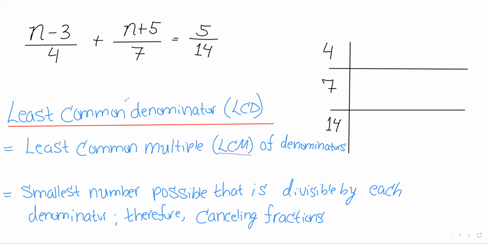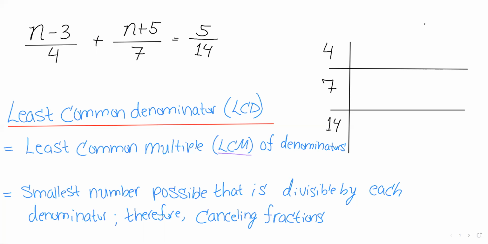So what is the least common denominator? Well, it's the least common multiple of the list of denominators. And it's the smallest number possible that is divisible by each denominator.